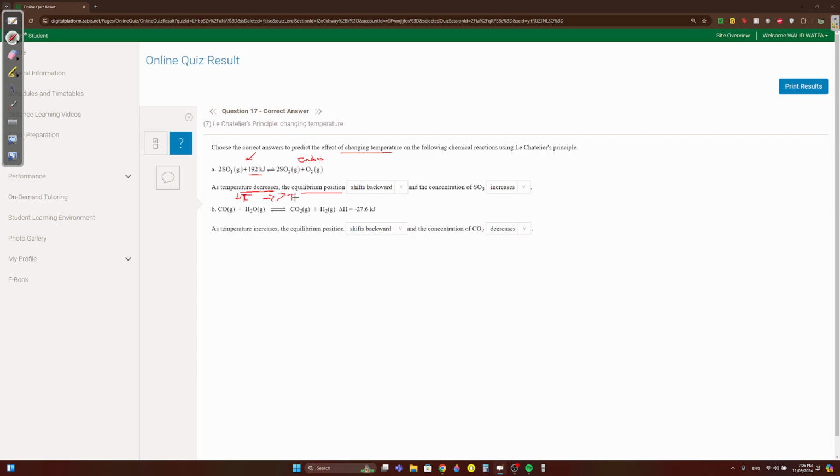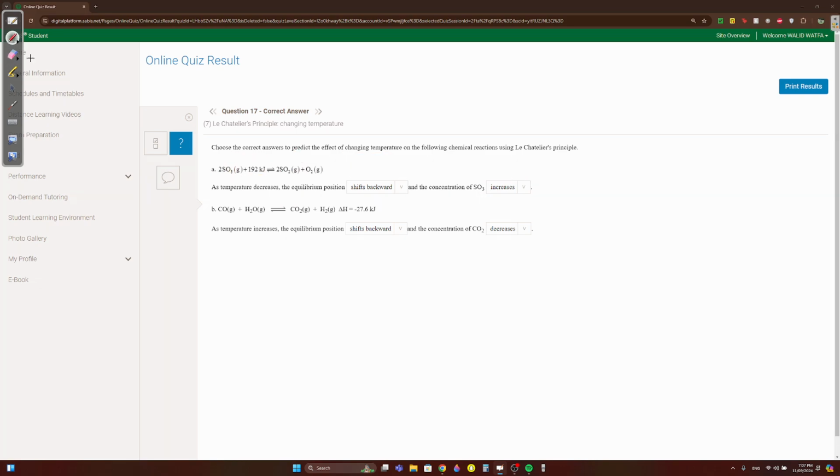How do we increase the temperature? What do we want? Exo, right? Is the forward endo or exo? The forward is endo. Do I want endo? No, I want exo. So that means I'd have to go backward. Since the forward is endo and I want exo, I have to go backward instead of forward, because I don't want endo, I want exo. So it's going to shift backward. And what's going to happen to the concentration of SO3? If I go backward, what am I going to have more of? Of course SO3. So the concentration of SO3 will increase.